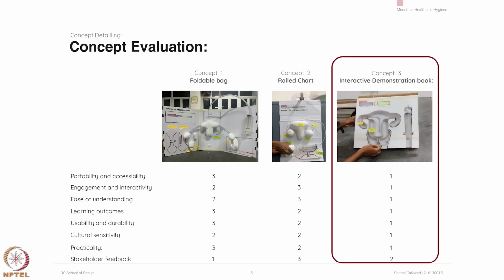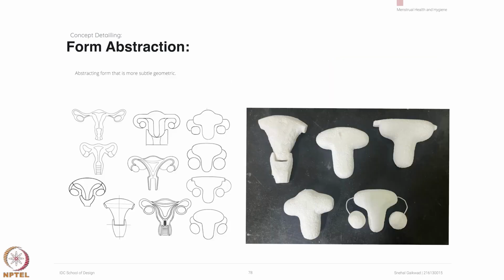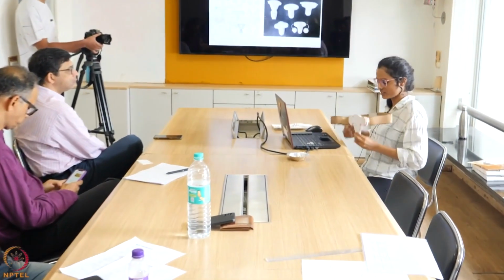Then I assessed it through other factors like portability, accessibility, ease of understanding, engagement and interactivity, and practicality of the 3 models. I did a few foam abstraction models. This one was made of thermocol. I also made one belt, so you will wear this around your waist.